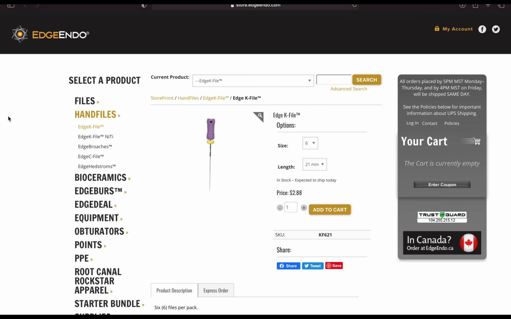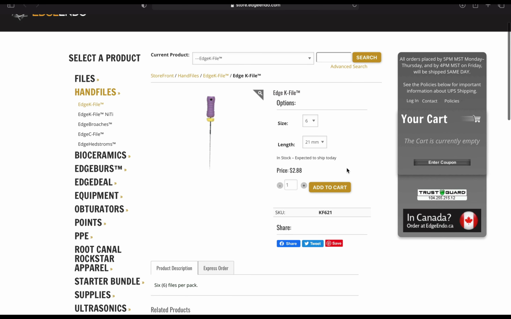All right, so I'm going to talk to you a little bit more about Edge Endo specifically in the rotary section of this lesson, but Edge Endo also makes hand files, and they are significantly less expensive than your Lexicon hand files. So you may want to consider actually using Edge Endo products if you're a more cost-conscious dentist. And I'll go over that with you a little bit more.